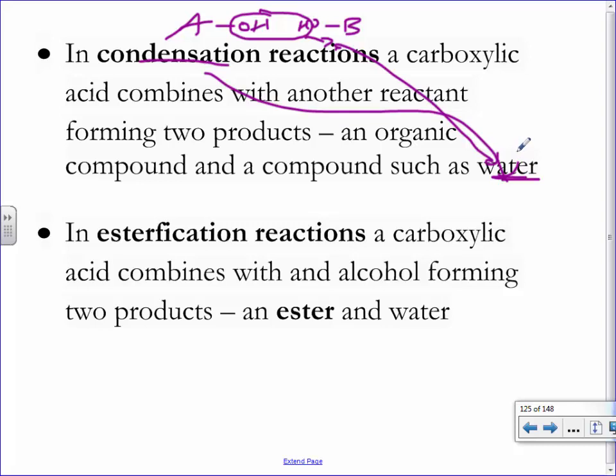As a subheading of condensation, if it specifically makes an ester, then we call it esterification. It's a fun word to say, esterification. So I'm going to show you guys some more condensation reactions later, because not every condensation reaction makes an ester. But do you guys follow how that works? Condensation means it produces water. Esterification is a very specific one, which produces an ester and water.